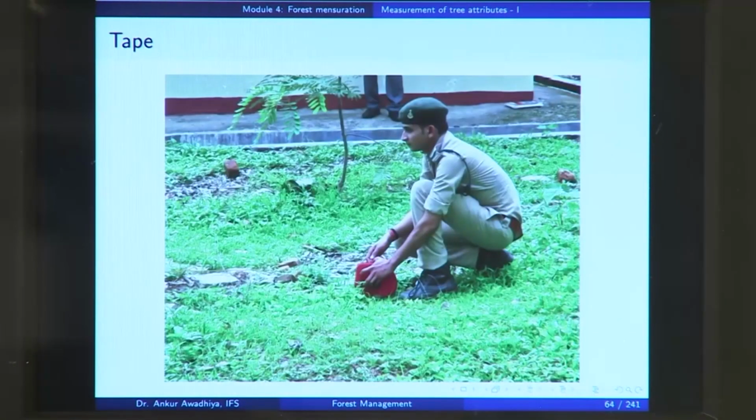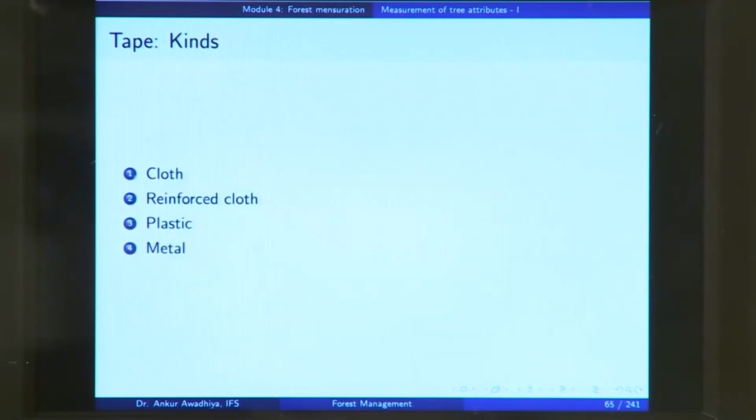The second instrument that we use normally to measure the diameter is the tape. Here we see a forest guard who is using a tape. Tapes can be of different kinds. You can have a tape that is made out of cloth. This cloth may be reinforced, especially with metal, so that its life increases. You can have a plastic tape, or you can even have a metal tape. So, there are these four common kinds of tapes.